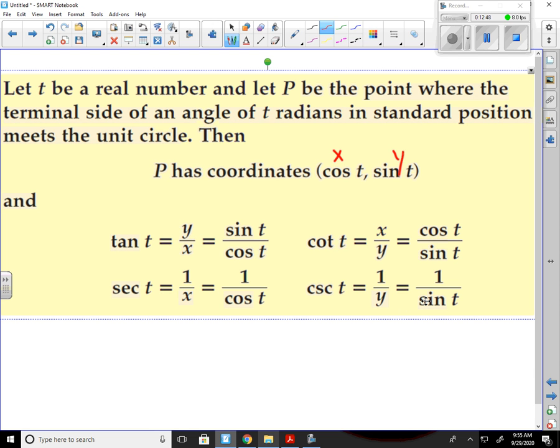So now we have all of our trig functions boiled down to 2 things. It all depends on your cosine and your sine. Everything else can be determined using those 2 trig functions. Once I have cosine and sine, I can find literally the rest of them.